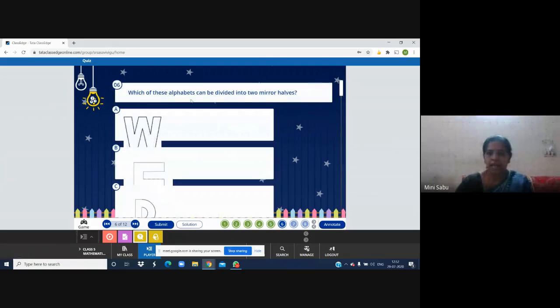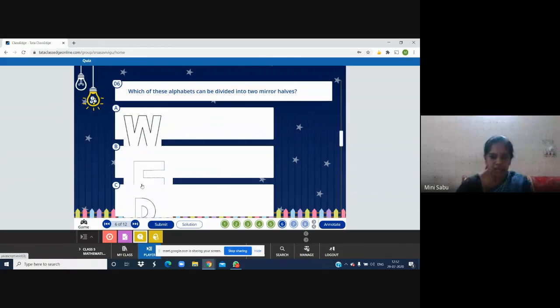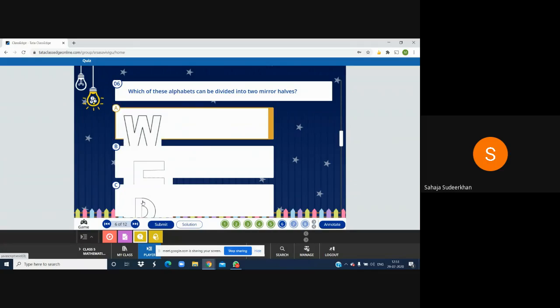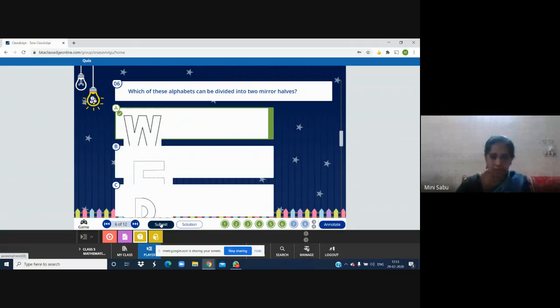Okay. Now, which of these alphabets can be divided into two mirror halves? And here too, this alphabet is not exactly clear. But suppose you take this, D, this is D or B, whatever it is, if you cut vertically or horizontally, you will not get equal parts. I don't think it is B, it may be D. Then suppose you take this. If you cut it along this way, vertically, will you get two equal parts? We will try this. Okay. That's why I told you in some pictures there is confusion. Okay, W is okay. Now we'll go to the next question.